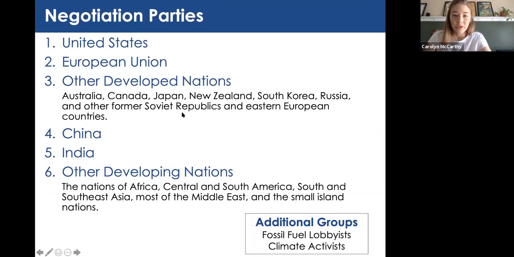We went with the 6-region version today because of the number of participants who signed up. So our negotiating parties are the United States, the European Union, the other developed nations, and you can see which nations are included in that group there. We also have China, India, and other developing nations. We'll also be running this 6-region version with additional groups, including the fossil fuel lobbyists and the climate activists, so that you'll also have a chance to see how you can add those different dynamics and how we work with those groups outside of the traditional regions.